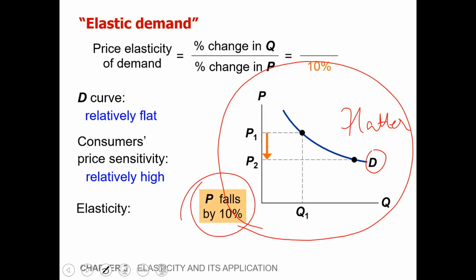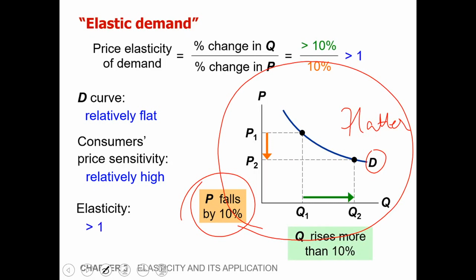But as you can see, as price decreases from P1 to P2, the quantity has increased from Q1 to Q2. This distance is greater than this distance. So Q rises more than 10%. The Q has increased by more than 10%. Price falls by 10%, and quantity has increased by more than 10%.